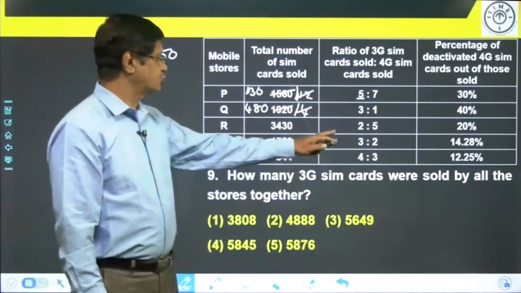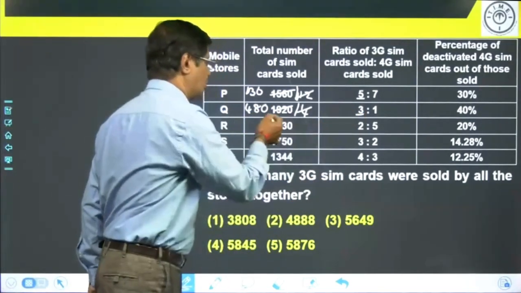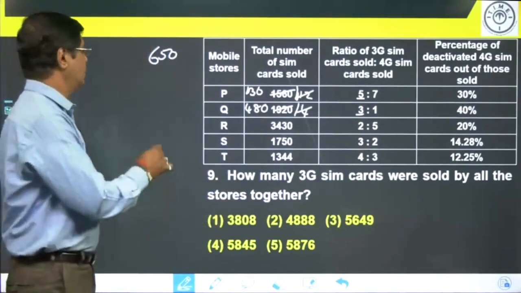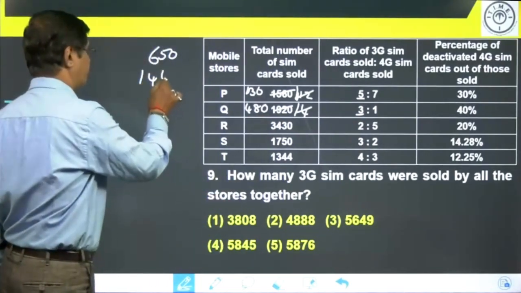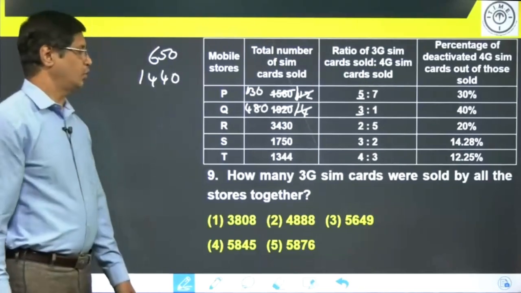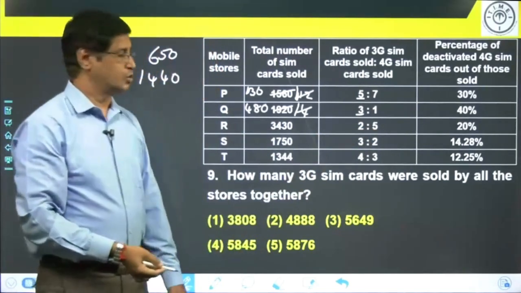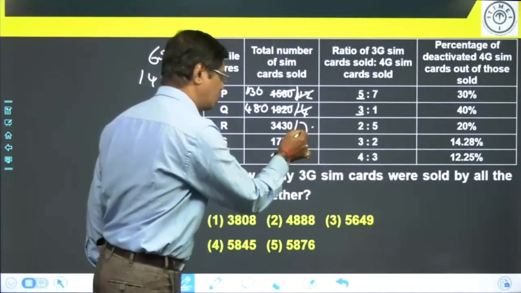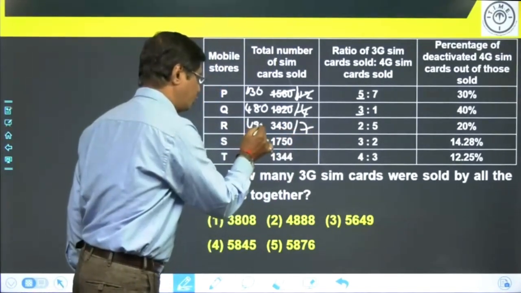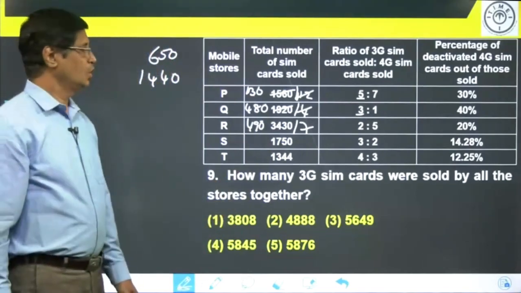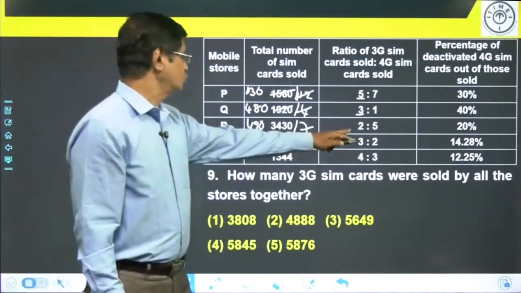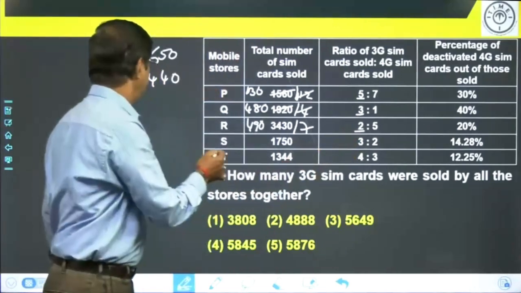So the 3G SIM cards are to be found. 3 times 480 is 1440. Now the sum of these two parts: 2 plus 5 is equal to 7. 7 goes 70 times, so 490. Now 490 into 2, that is 980.